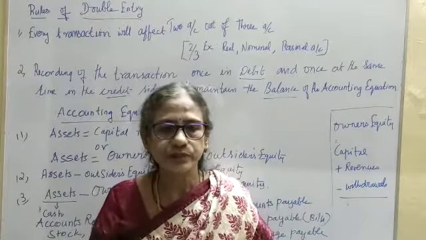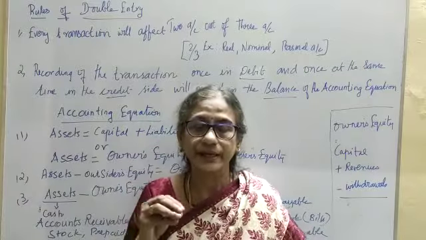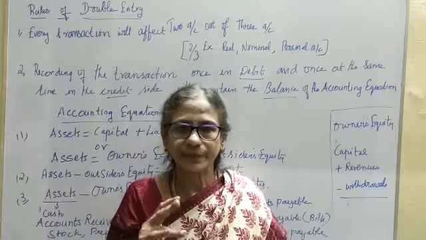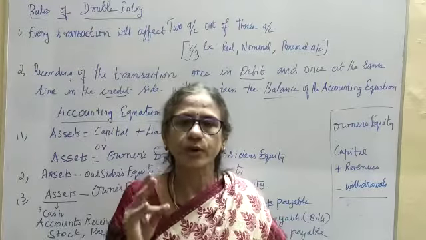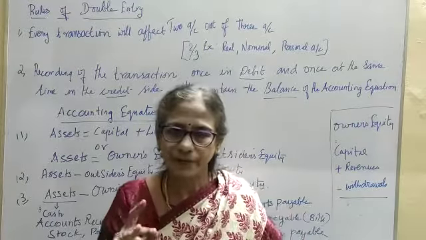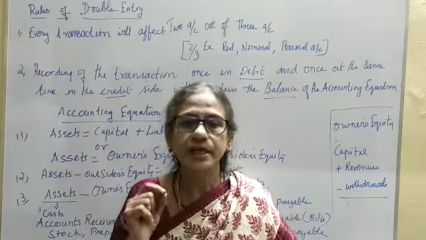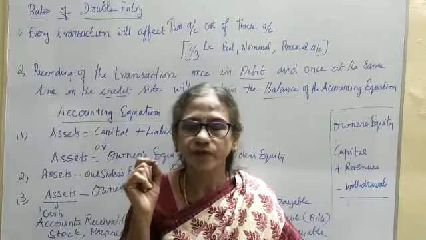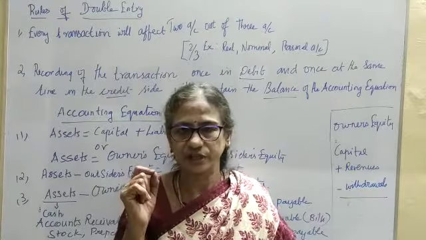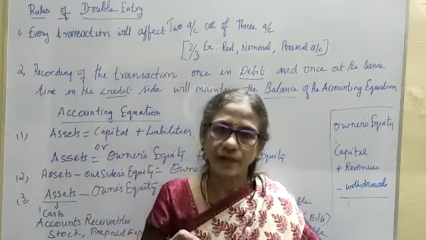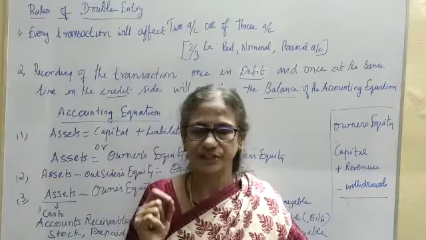Under the modern approach, 5 accounts are maintained: capital account, liabilities account, assets account, revenue account, and expenses account. These 5 are called the 5 components of the modern classification of accounts.